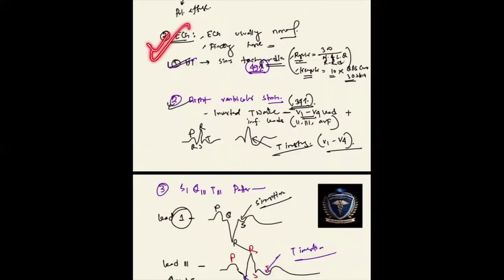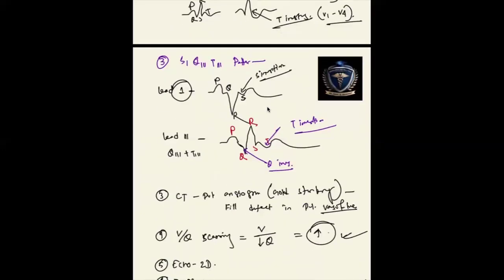ECG changes will be right ventricular strain, which will be inverted T wave. First mention sinus tachycardia, so there will be increased heart rate, and then there will be right ventricular strain, which will be inverted T wave in V1 to V4 plus the inferior leads, and then we will have S1Q3T3, which is S inversion in lead 1 and Q and T inversion in lead 3.